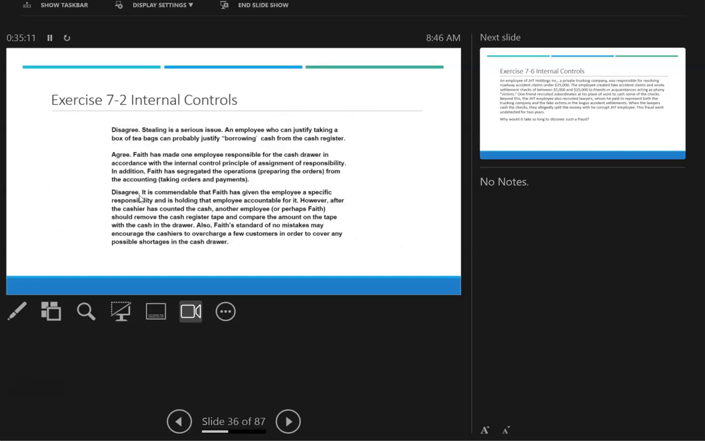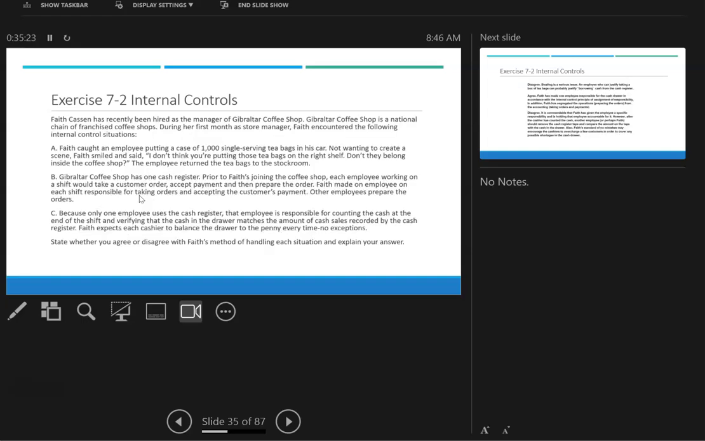The correct answer is Faith has made one employee responsible for the cash drawer in accordance with internal control policies. Faith has segregated the duties from the accounting to taking the orders. Good. Next one.